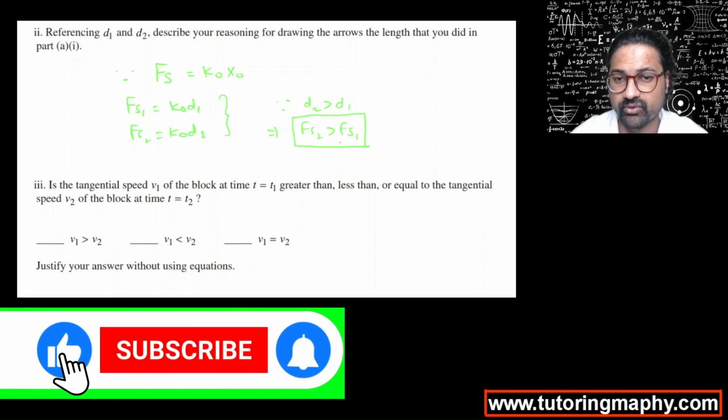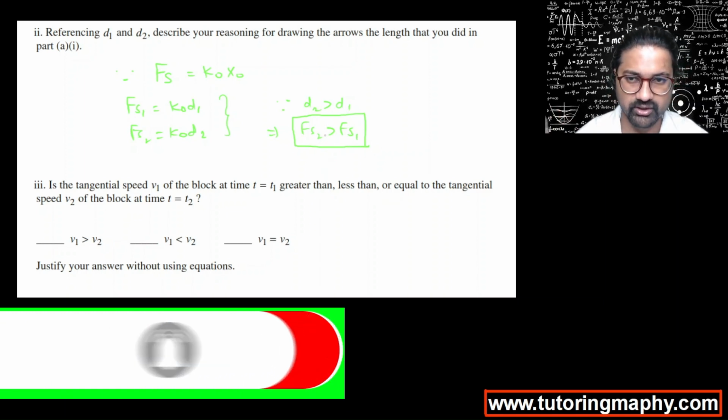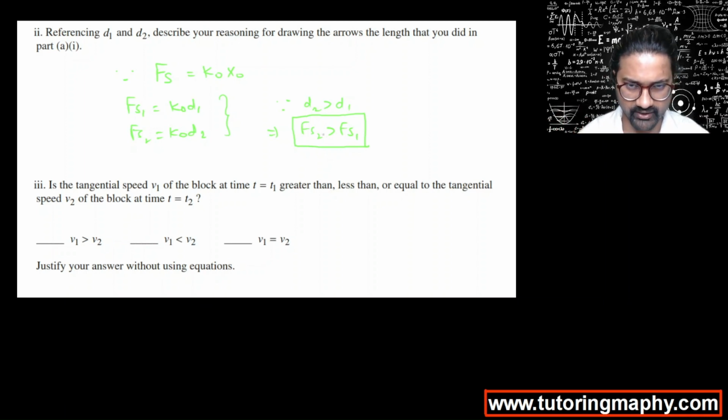Remember that AP Physics 1 is really picky about the way you write. The rubric is very important. So you have to show this work very clearly, why you think that Fs2 is greater than Fs1. So this is the way you show the complete work.